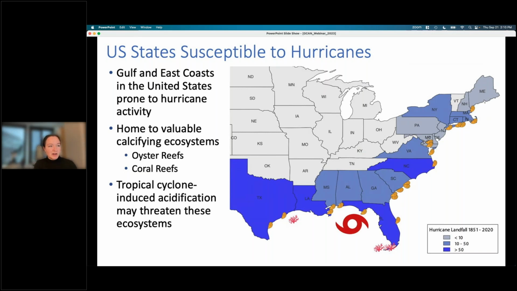Given the prevalence of hurricanes and also the presence of calcifying reefs, tropical cyclone-induced acidification may pose a significant threat to these ecosystems. So it's important to understand how these storms may impact the coastal acidification levels. For the majority of this talk, we're going to utilize a single storm as a case study for a very high rainfall tropical cyclone event and the potential impacts it has on the calcifying ecosystem.